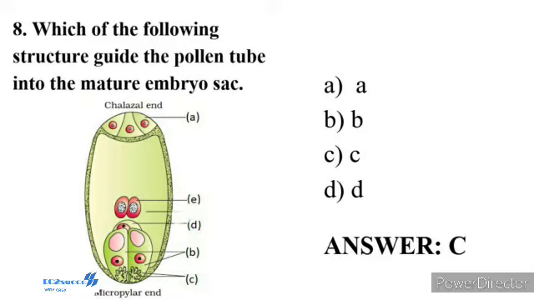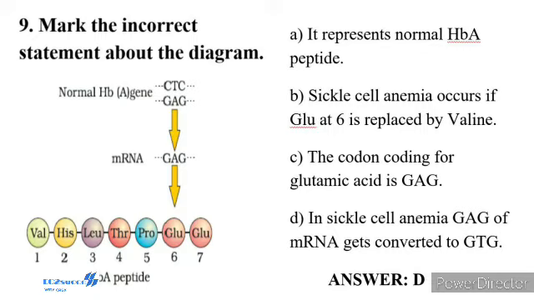Question number 9. Mark the incorrect statement about the diagram. Shown in the diagram, sickle cell anemia. It represents the normal HbA peptide. Sickle cell anemia occurs if Glu at position 6 is replaced by valine. The codon coding for glutamic acid is GAG. So the incorrect statement is option D. D is: in sickle cell anemia, GAG of mRNA gets converted to GTG.